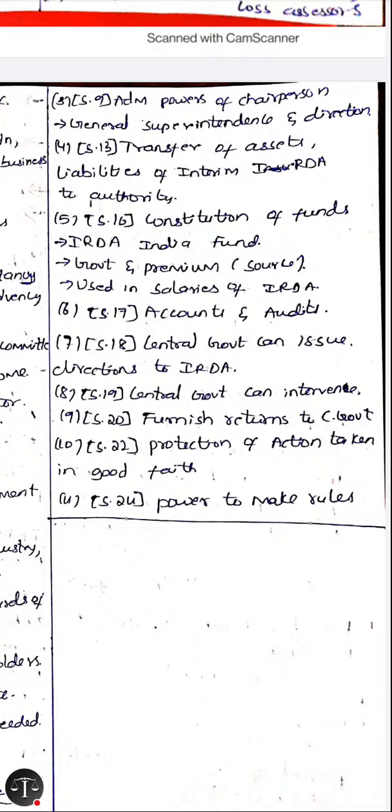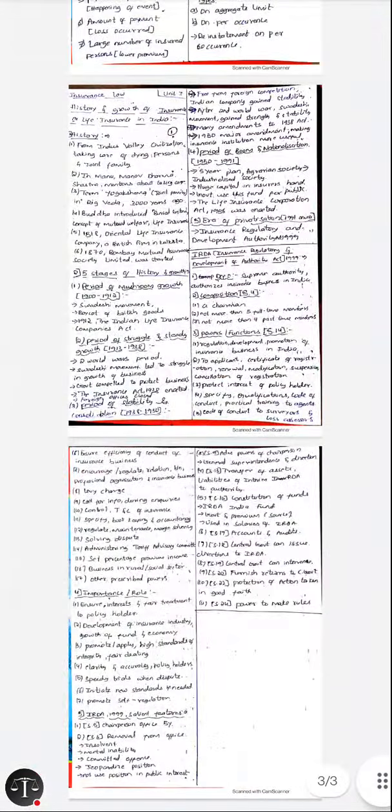Section 17 says accounts and audits. The way accounts and audit should be maintained is said in section 17. Section 18 says that the central government can issue directions to IRDA. Section 19 says that the central government can intervene at any time. Section 20 says that IRDA should furnish returns to the central government. Section 22 says protection of action taken in good faith. If IRDA takes certain action in good faith, then they have complete protection against suit regarding it. Section 24 says power to make rules. IRDA has total power to make rules. That's all.